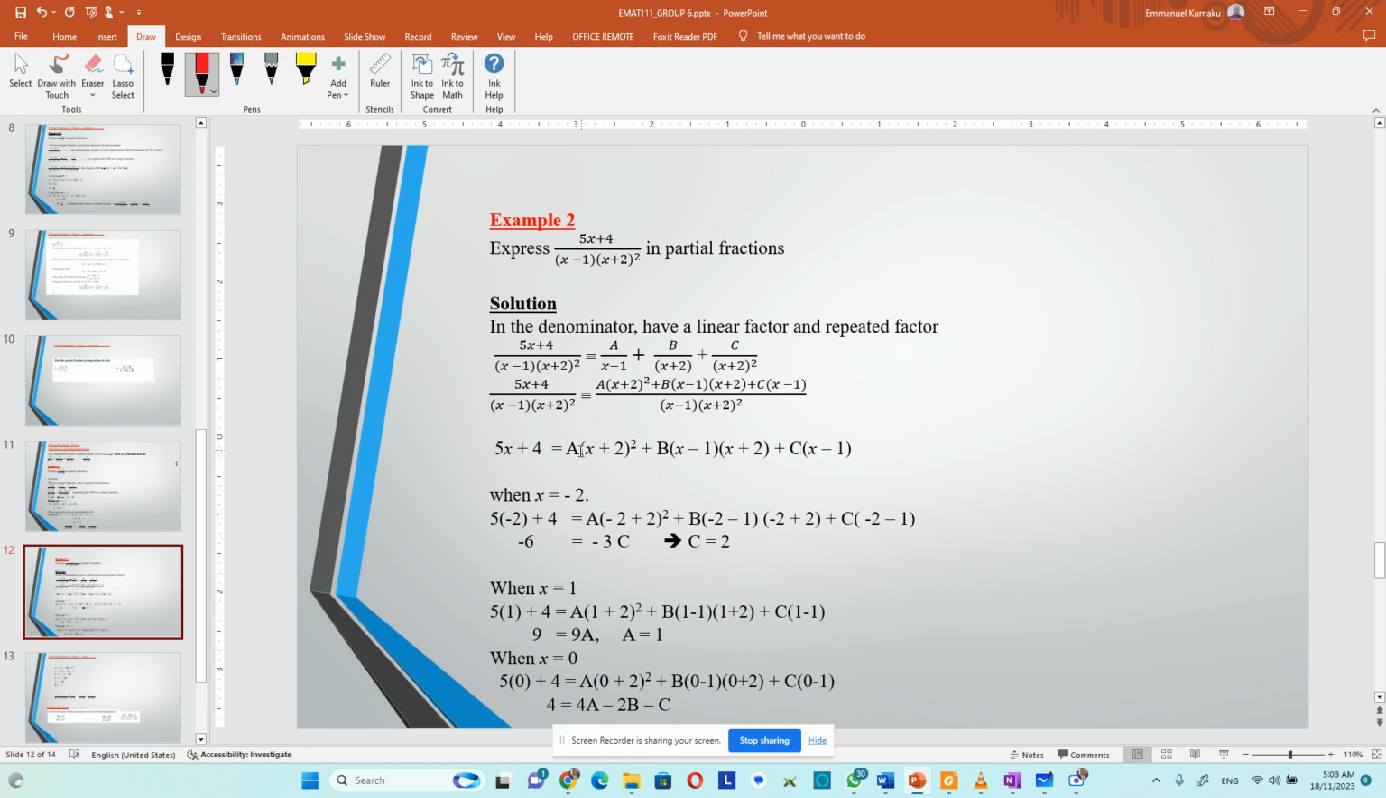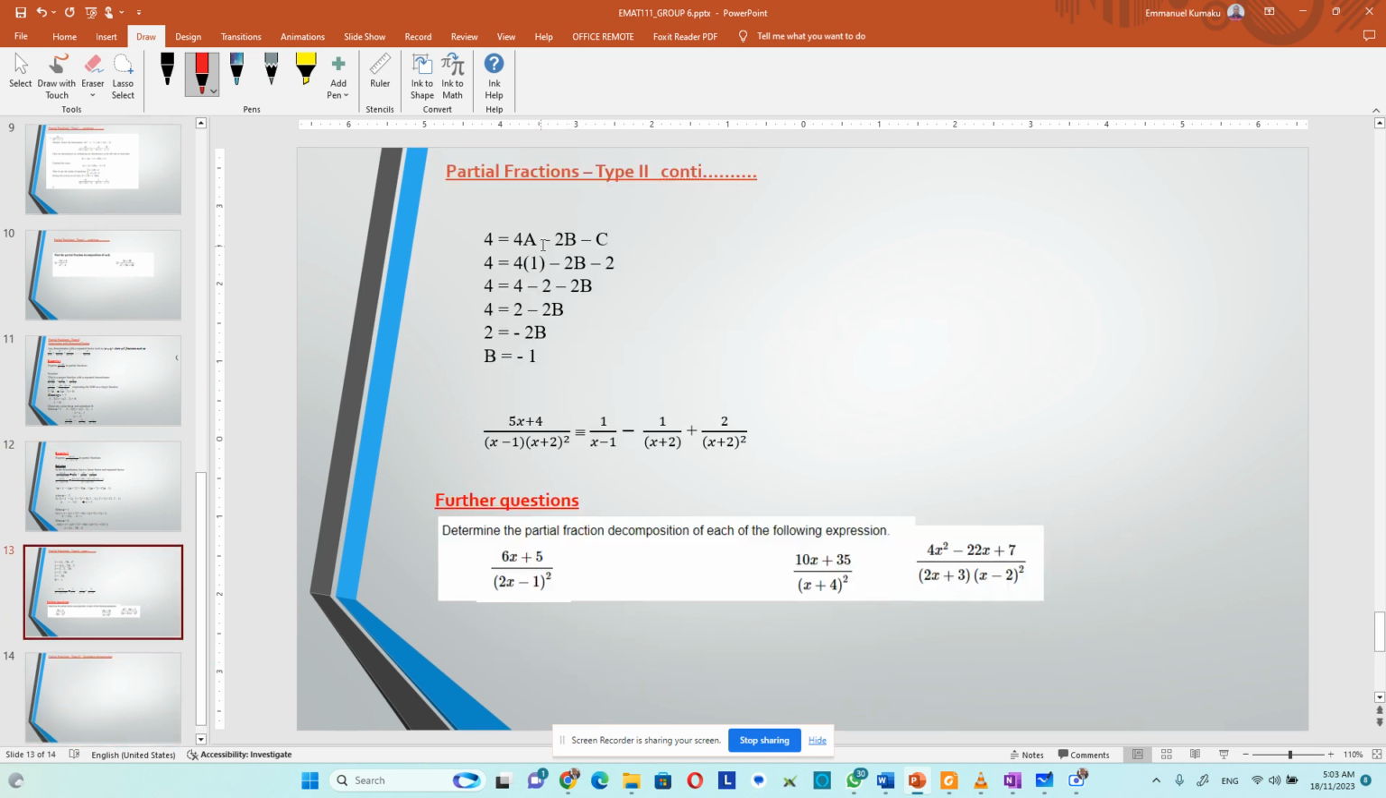Using the cover up rule, when s is equal to negative 2, A will drop, B will drop, because that factor turns 0 and affects the whole expression. So our C will be equal to negative 2. And when s is equal to 1, B will drop, C also drops, then we solve for A. Then we choose s equal to 0, or any other number, and put it inside. Solving further, we get the values of A and B. Then we bring A, B, and C back.